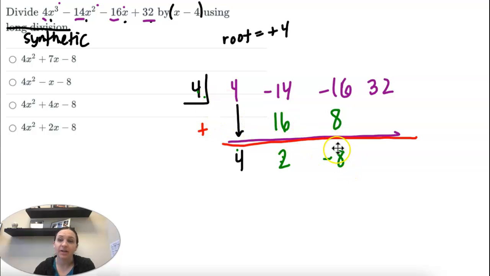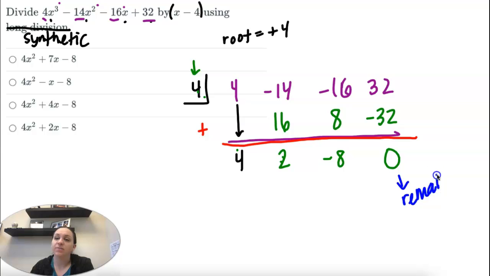Then we multiply. Negative 8 times 4. We're always multiplying by the root. Negative 32. Then we add 0. So this number is the remainder. And when it's 0, we don't have to do anything. And then these, 4 to negative 8, these are the coefficients of our new polynomial.